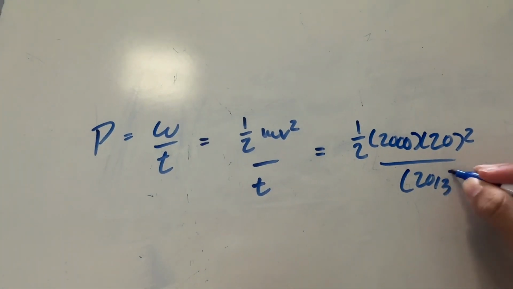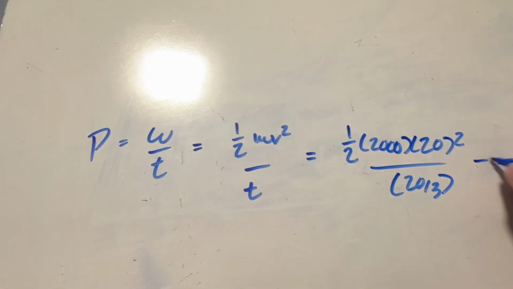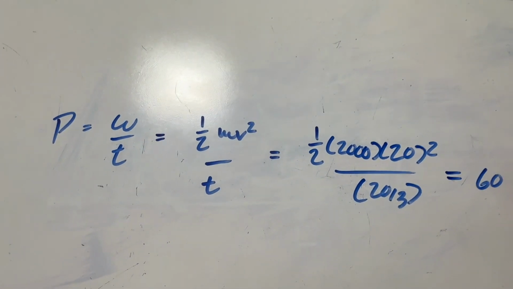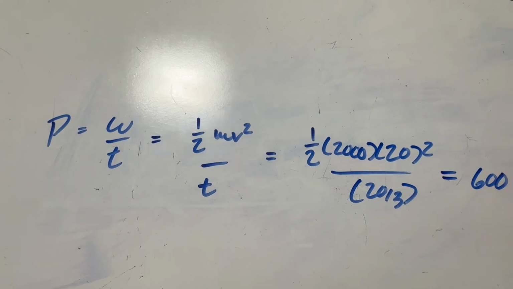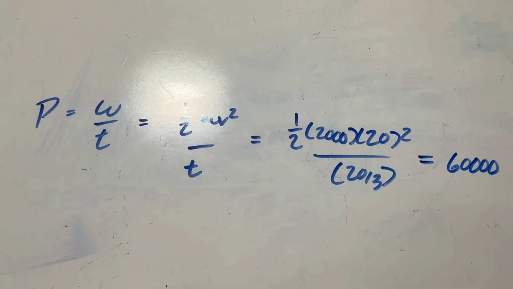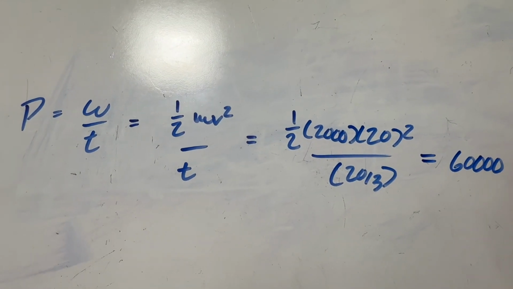Okay. So now this equals that across 60,000. So our answer is 6 times 10 to the 4.